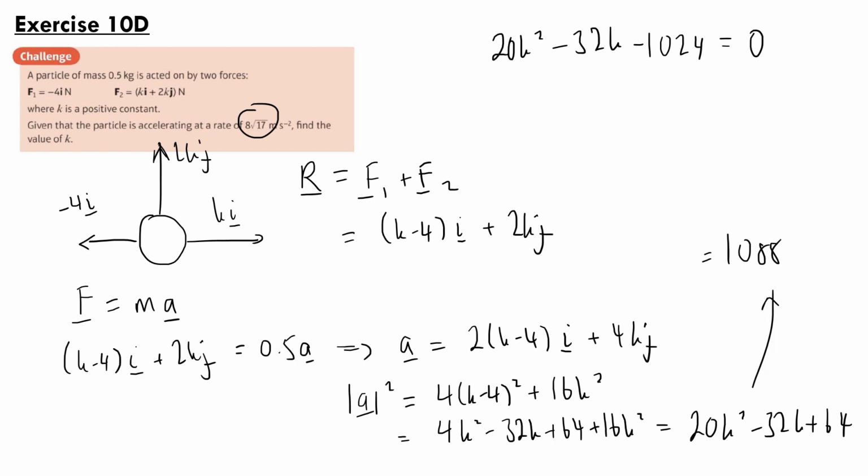And using the quadratic solver on your calculator with coefficients 20, minus 32, and minus 1024, we get that k is equal to 8 or minus 32 over 5. And in the question we're told that k is a positive constant, so we reject the negative value and we get k is equal to 8. And that is our final answer.